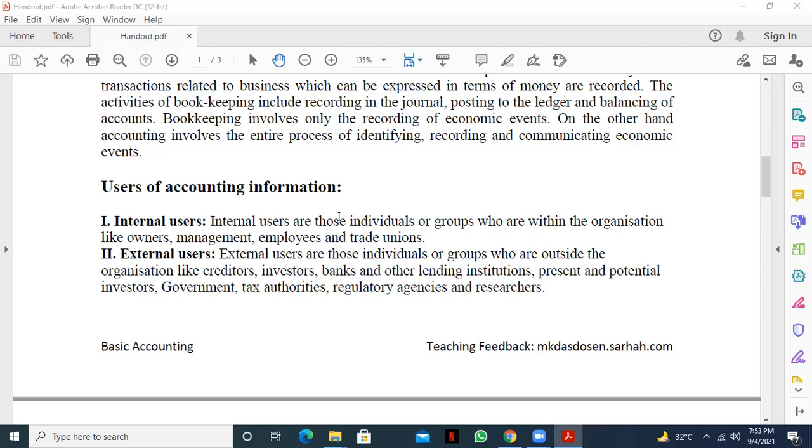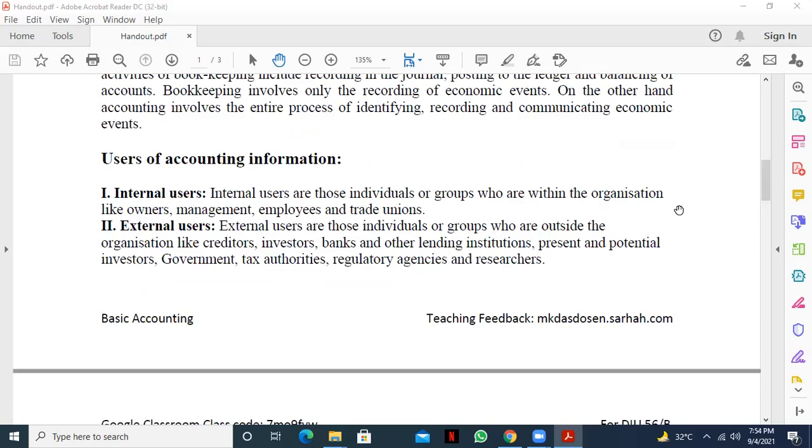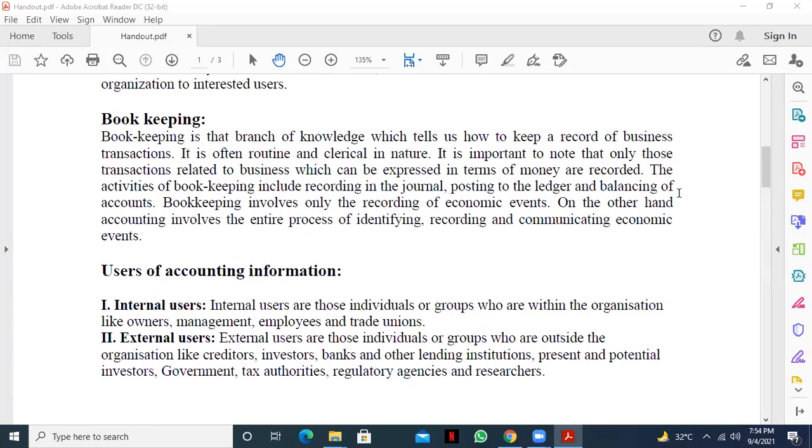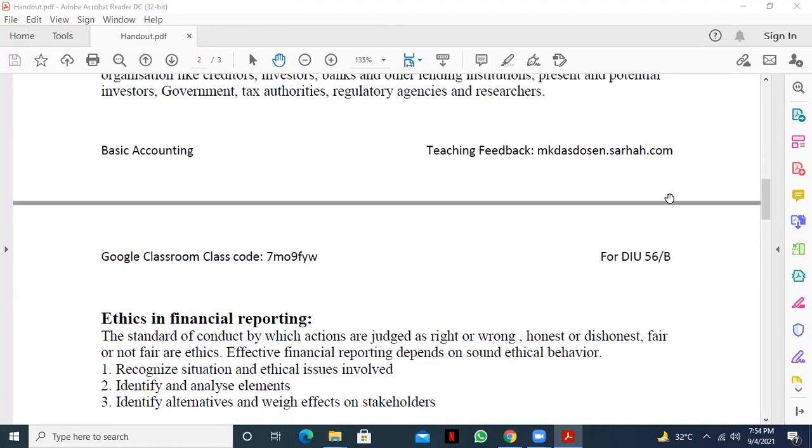Then banks and other lending institutions. They will provide me a loan, so before providing it, they may check my statements and my financial condition. So we call them external users. Present and potential investors I already discussed. Government, tax authorities, regulatory agencies, and researchers, these persons we call external users. Is it clear, all of you? Any question regarding these three topics? No, sir. Thank you.